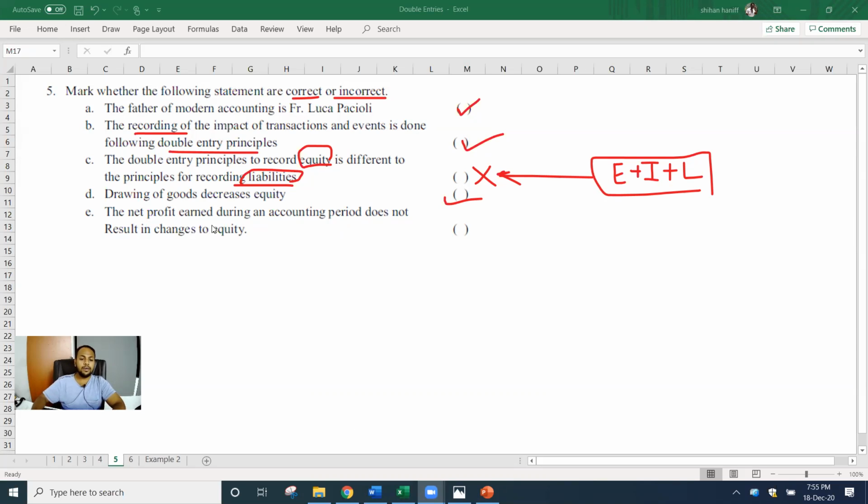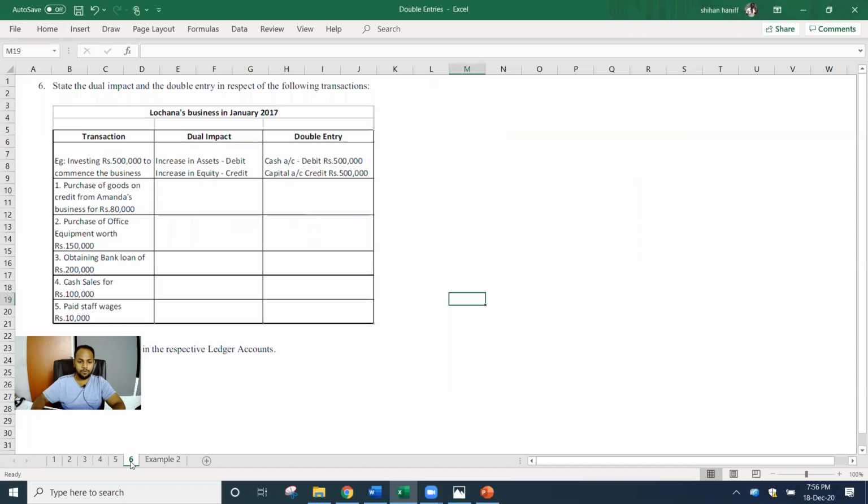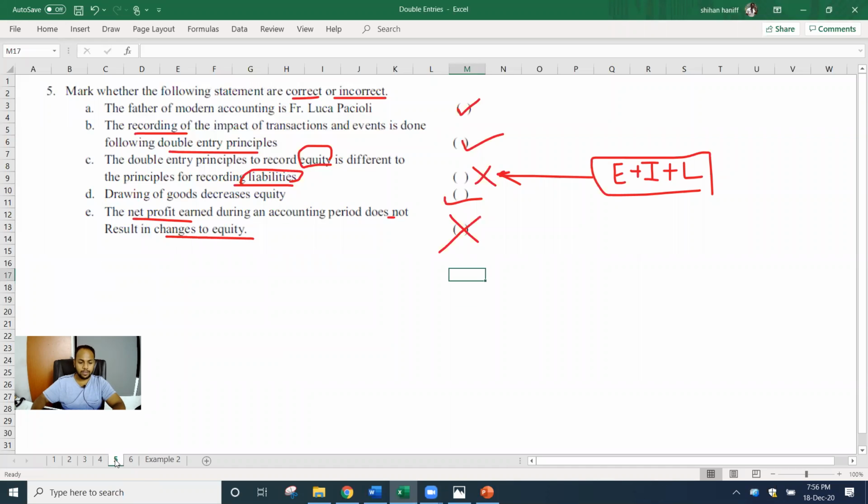E. The net profit earned during an accounting period does not result in change to equity. Correct or wrong? Wrong. If you earn profit, the equity will increase. Okay.